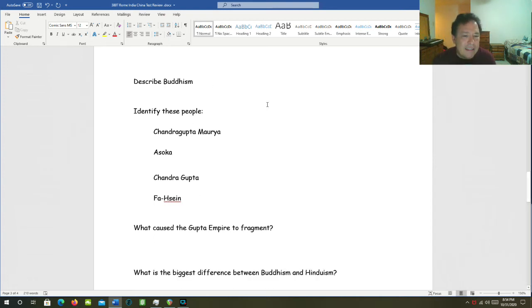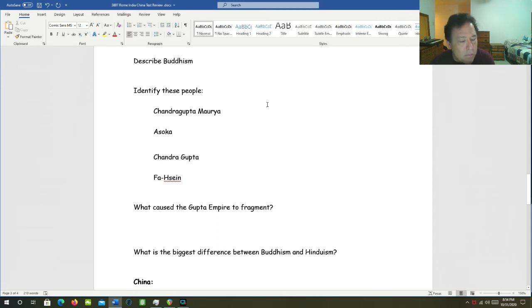Let's identify these famous Indian people. And we begin with Chandragupta Maurya. Well, he was a Mauryan emperor, and he also converted to a religion called Jainism. So he became a Jain. Ashoka, Mauryan emperor, converted to Buddhism after the Battle of Kalinga.